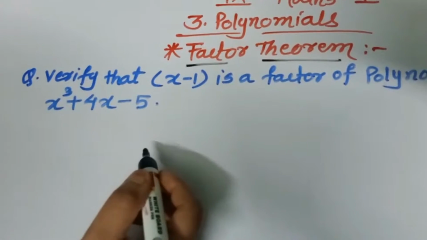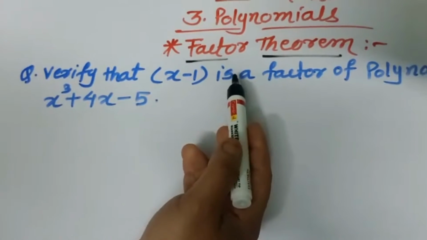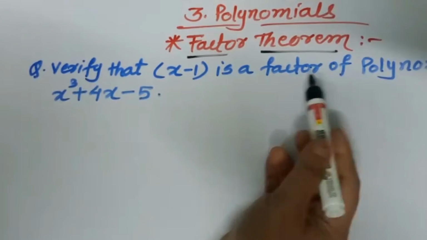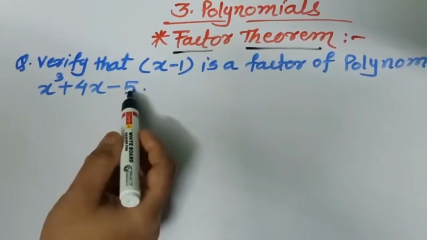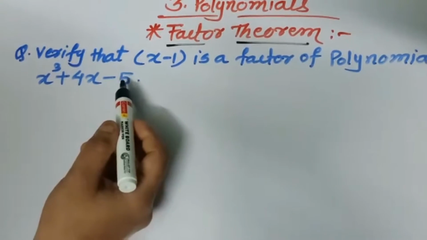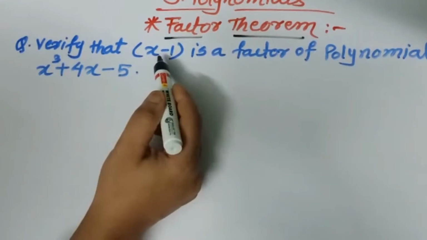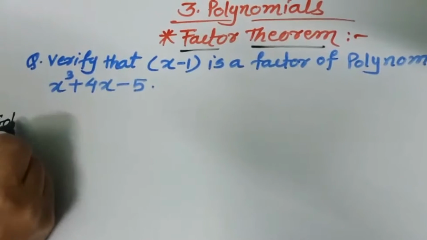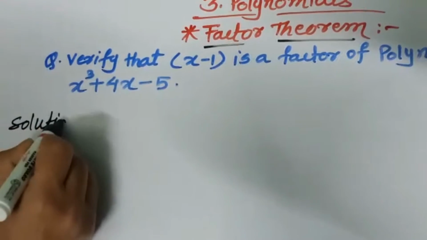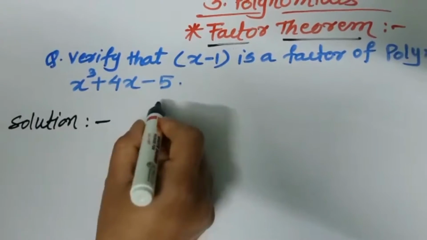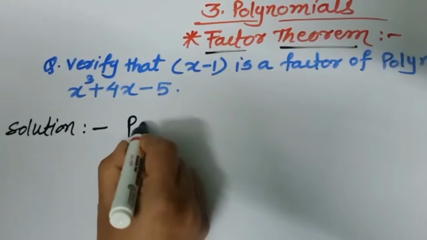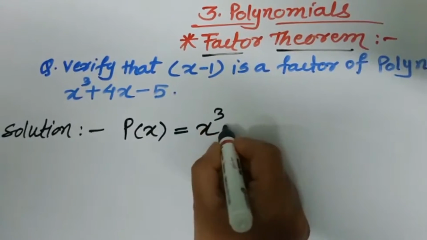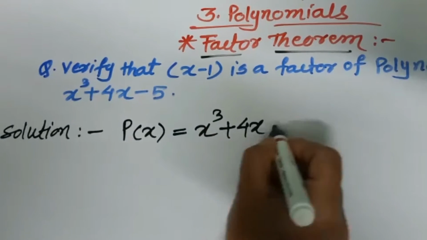The first question based on this concept of factor theorem is: verify that x minus 1 is a factor of the polynomial x cube plus 4x minus 5. We have to verify, or prove, that x minus 1 is a factor of this polynomial. So the polynomial in x is x cube plus 4x minus 5.